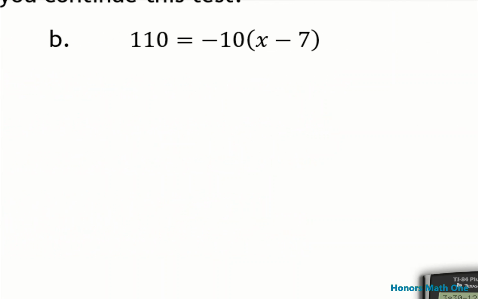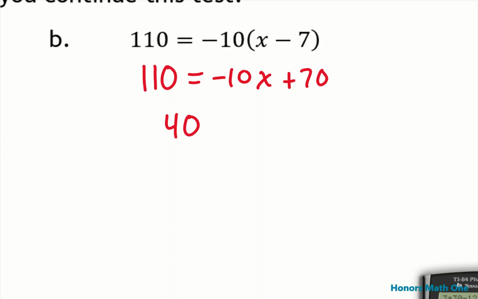On B, same idea. This becomes negative 10x, and then negative 10 times negative 7 would be positive 70. And if I was to subtract 70 from both sides, let's see, that would be 30 plus 10 more would be 40. So I end up with 40 on this side.